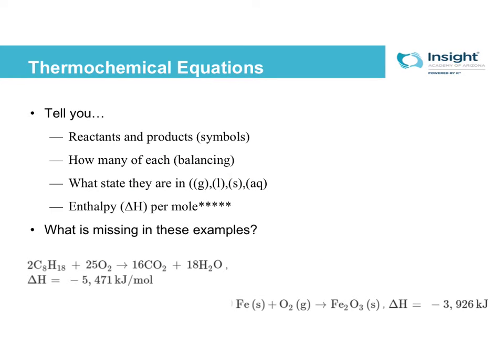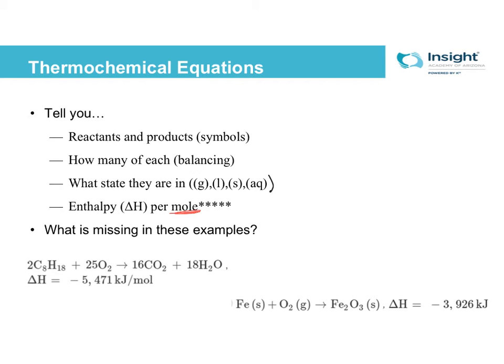So, thermochemical equations, when you write them correctly, you are going to have your reactants and your products. Those are those chemical symbols with the subscripts. You are going to tell me how many of each you need via balancing. You're going to tell me what state everything is in. And you have to provide the enthalpy per mole. Alright, so kilojoules per mole, joules per mole, something like that. I noted that it's measured in mole on purpose. That's an important thing to keep in mind going forward: when you do calculations with this, it is per mole.